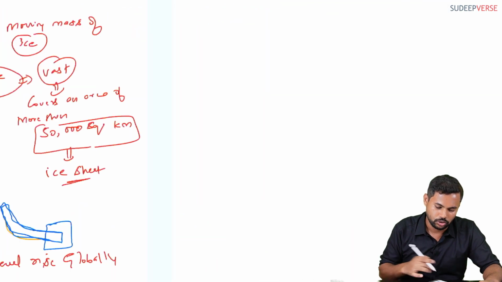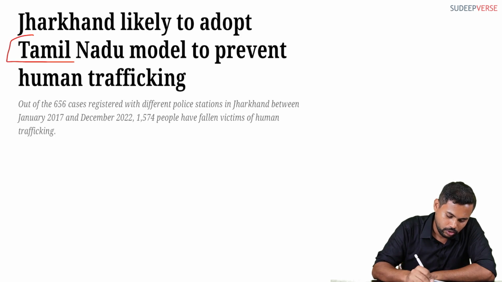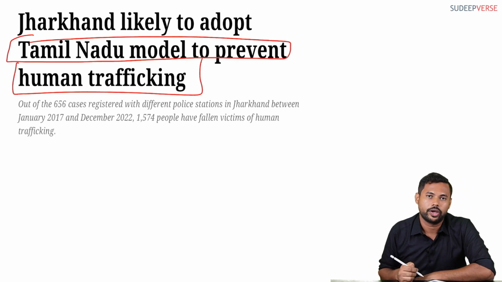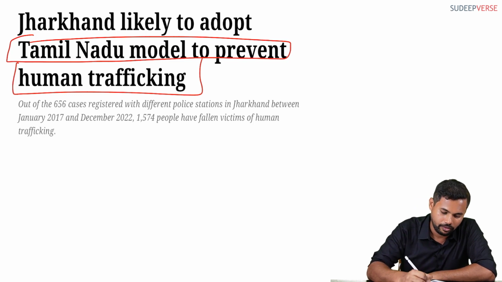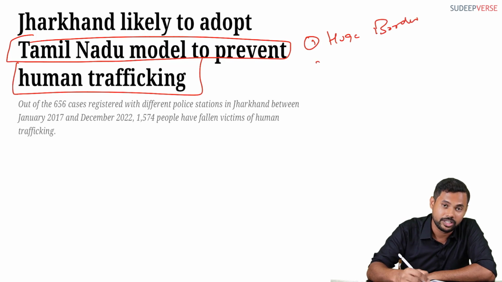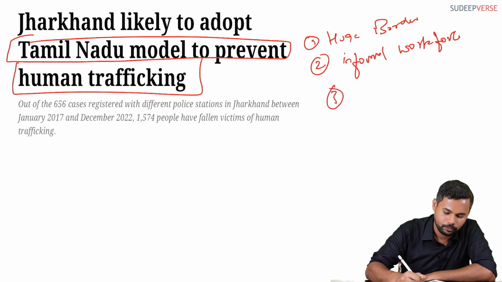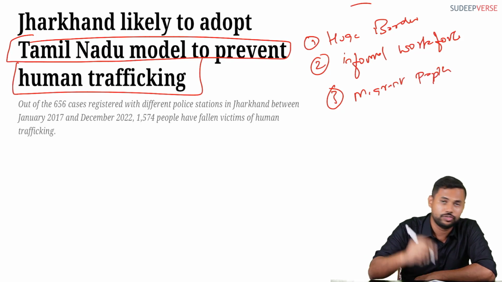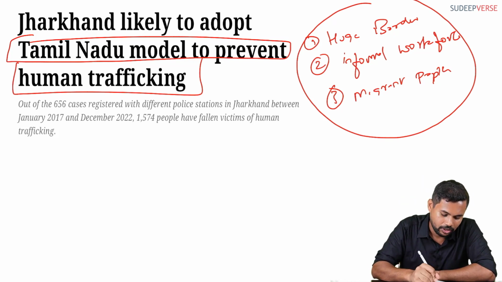Okay. The next issue is: Jharkhand is likely to adopt the Tamil Nadu model to prevent human trafficking. Okay, human trafficking is a very huge problem in India because one, we have a huge border. Second, we have a very high informal workforce, and the third is we have a huge migrant population. Because of these three reasons, not only in Jharkhand but in the entire India, human trafficking is a huge problem.